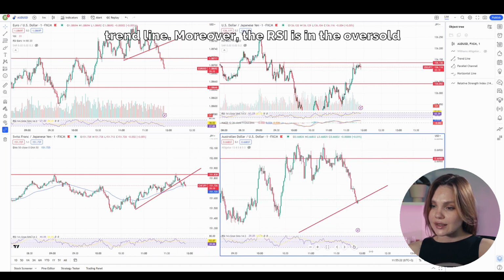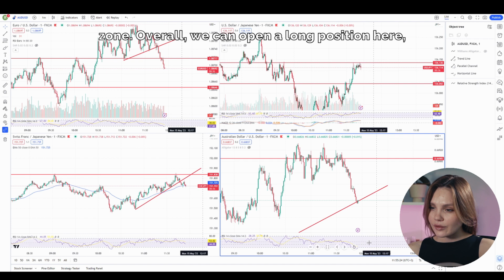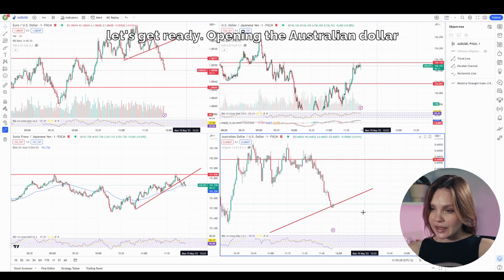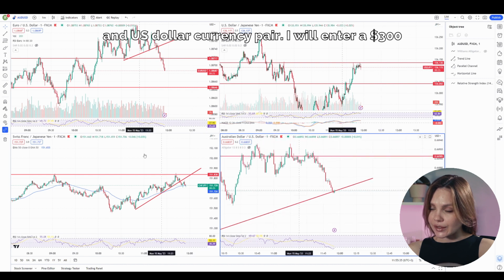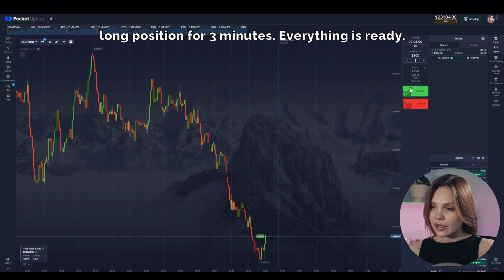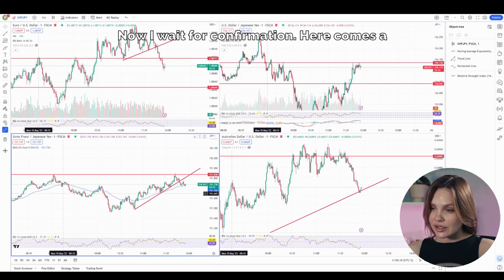Moreover, the RSI is in the oversold zone. Overall, we can open a long position here. Let's get ready. Opening the Australian dollar and US dollar currency pair. I will enter a $300 long position for 3 minutes. Everything is ready. Now I wait for confirmation.